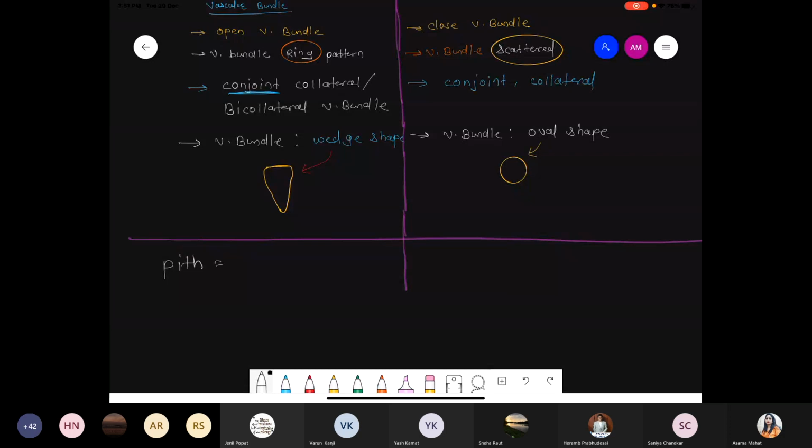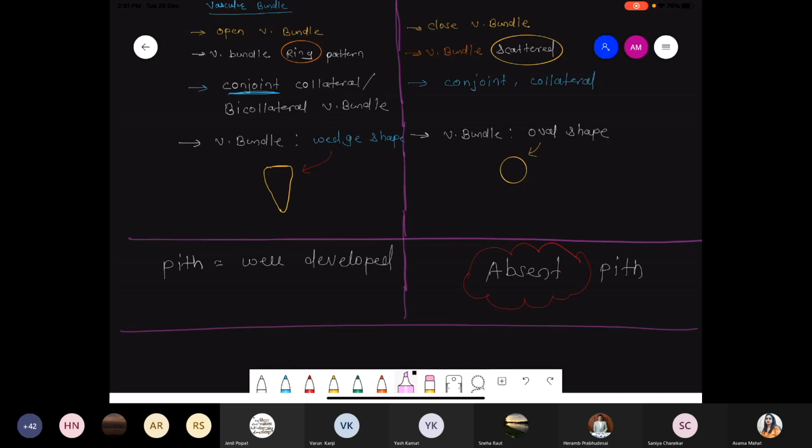Pith. So obviously, just in the diagram also we discussed. Pith basically is well developed in case of the dicot stem, while such type of pith is totally absent. Pith is totally absent with respect to monocot stem. That's it. These are the differences with respect to dicot as well as the monocot stem. Okay.